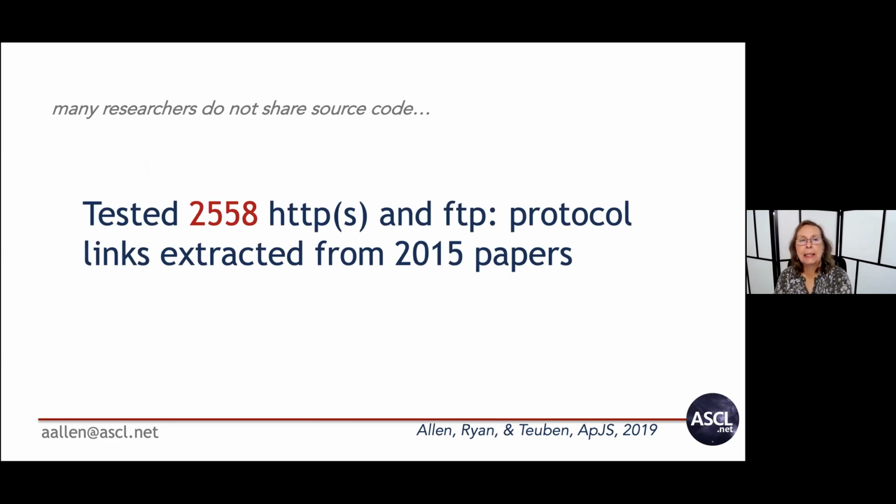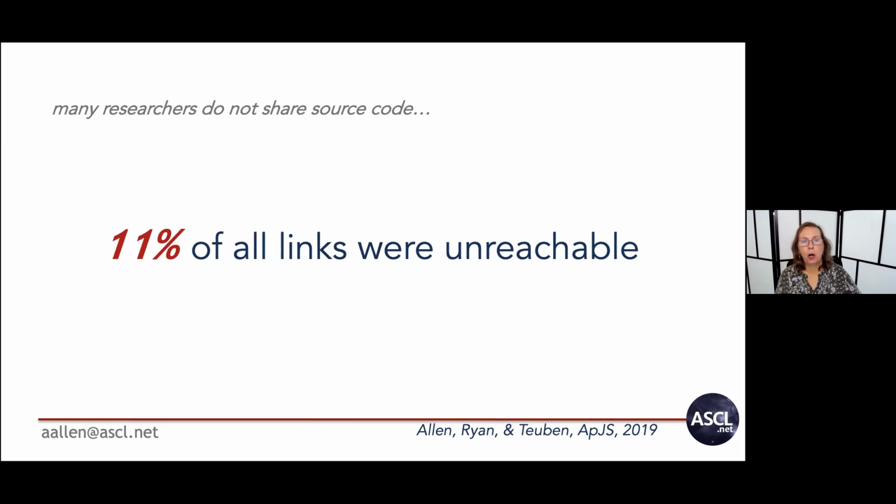We also tested links. We extracted links in all the same 2015 papers. We did this because such links often point to important resources for the paper, such as software and data. We removed links that were added by the publishing process. The publishing process adds a lot of links to papers, so we removed all of those. We removed any that were malformed, that were mailtos, et cetera. And we tested the 2,500 links remaining. We found that almost 11% of all the links were unreachable.